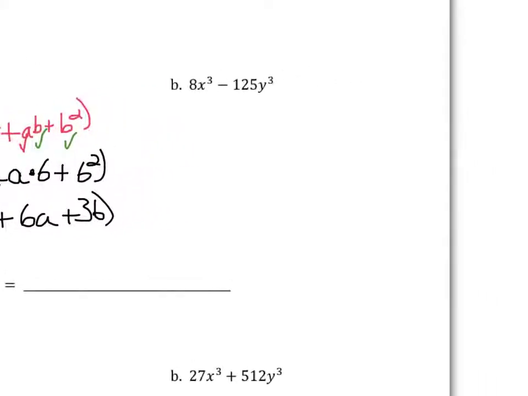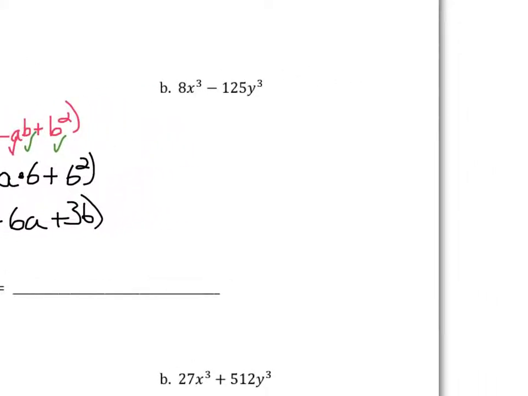I have 8x to the third power minus 125y to the third power, right? Notice here, 8 is a perfect cube. It comes from cubing 2. x is a perfect cube. It comes from cubing x. 125 is a perfect cube. It comes from cubing 5. And y is a perfect cube. It comes from cubing y, right?